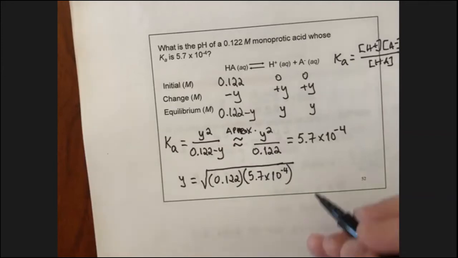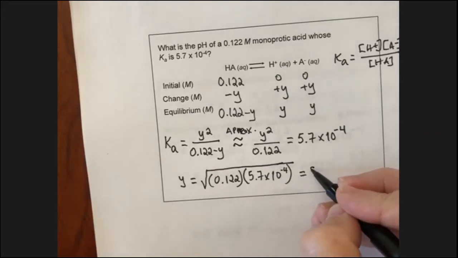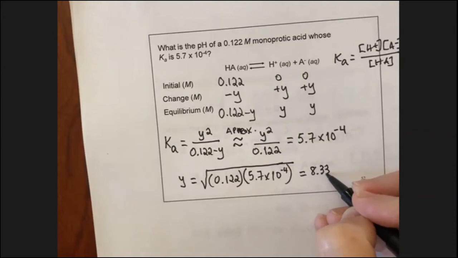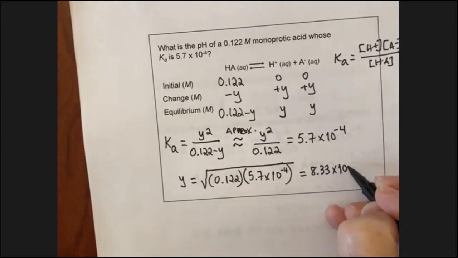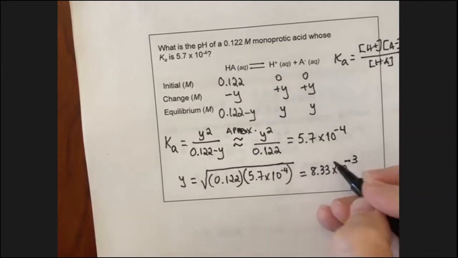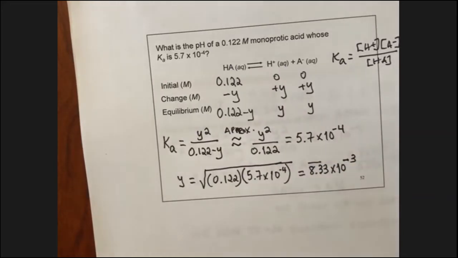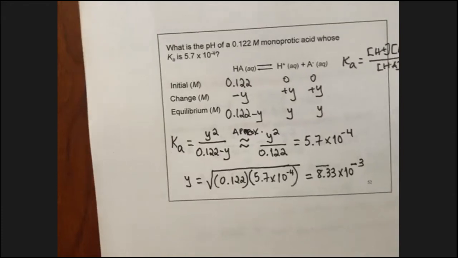And if you want to do the calculations, you can do that. I'm going to tell you what it is right now. It's actually 8.33 times 10 to the minus 3. And again, it's up to you. You can just keep it 8.3 if you want. Okay, everybody with me?